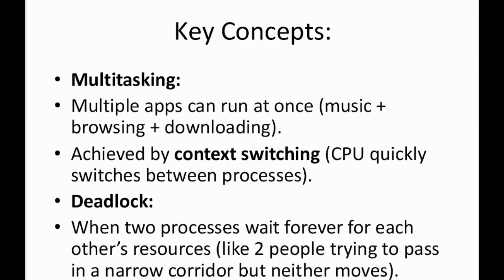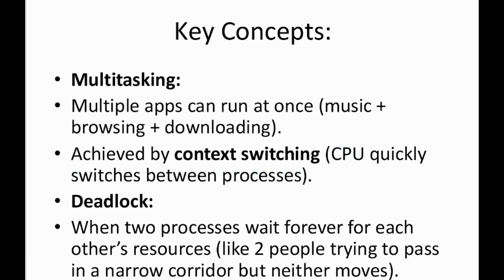The third one is multitasking, where multiple apps can run at once, like music, browsing, and downloading. Once you start music, you can browse, and at the same time you can download that music also. This multitasking is achieved by context switching, which means the CPU quickly switches between the processes. That's why multitasking happens.